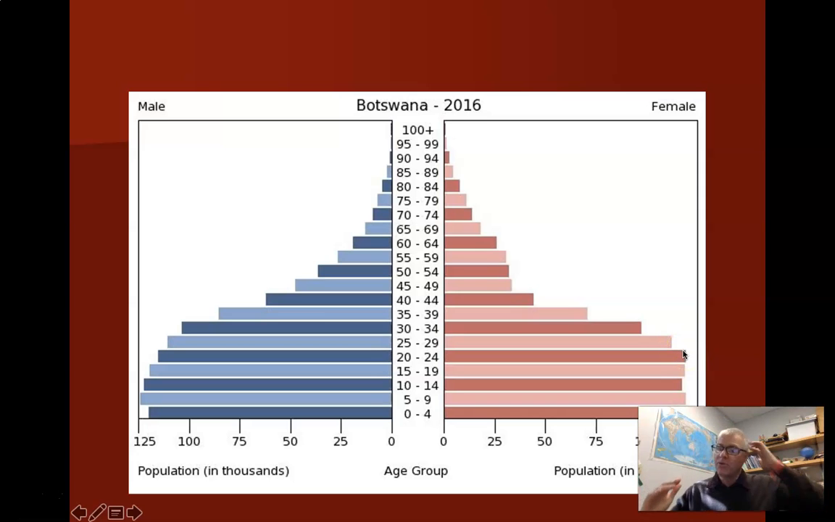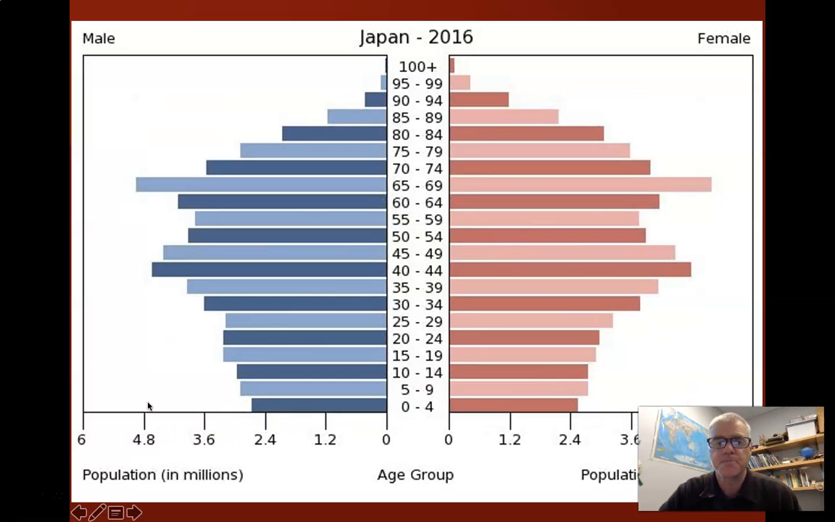But the one thing you can see is by the general shape, it tells you something about what's going on in that population. So for instance, Botswana is a growing population. For the most part, every generation is getting a little bit bigger. So this tells you they're growing. You can see at the very end here, the growth is slowing a little bit because this generation is not quite as big as the one prior to it.